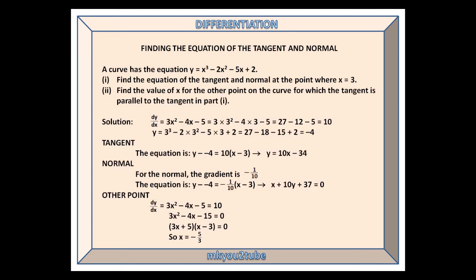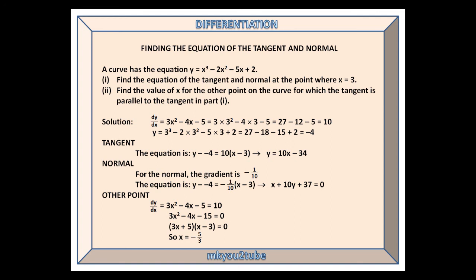Here is the solution. The differential is 3x squared minus 4x minus 5. Substituting 3 for x, we find that dy by dx is 10. Substituting x equals 3 into the original equation gives us y equals minus 4. Now we can find the equation of the tangent using x equals 3, y equals minus 4, and m equals 10. It's y equals 10x minus 34. For the normal, the gradient is minus a tenth. Use the same values for x and y, and we get an equation of x plus 10y plus 37 is 0.